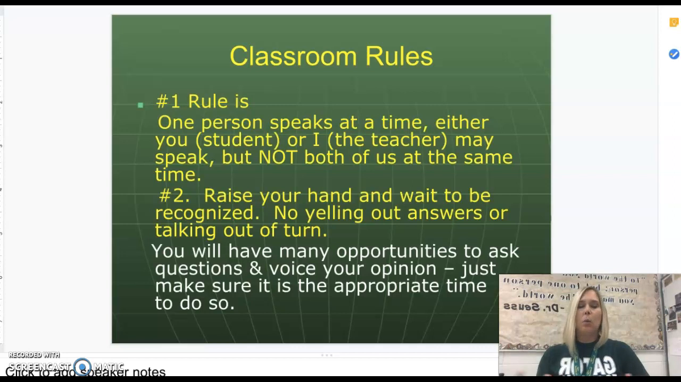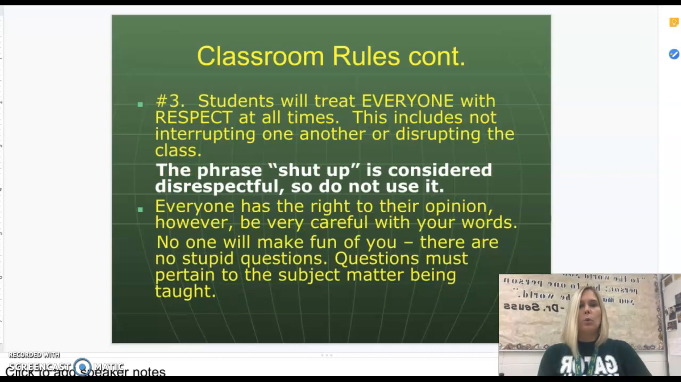I create a very welcoming environment in my room where I do not allow anyone to put down people, make fun of people. Again, this is not the place to do that. So keep that in mind when you are in my classroom. You will treat everyone with respect is our number 3 rule. I will treat you with respect. You will treat me with respect, as well as the rest of our classmates.